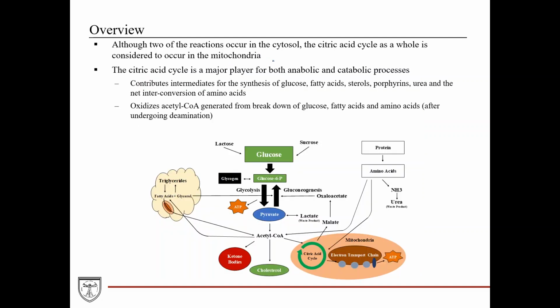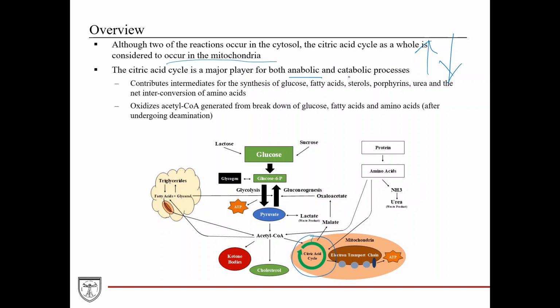Although two of the reactions of the citric acid cycle occur in the cytosol, as a whole, it's considered to occur in the mitochondria. And you can see that here. We show this green circle representing it. It's a major player for both anabolic and catabolic processes. Anabolic is building things up, and catabolic is breaking things down. You could potentially remember because of anabolic steroids, which help build muscle mass. It's the same kind of thing. Building up, anabolic; breaking down, catabolic.